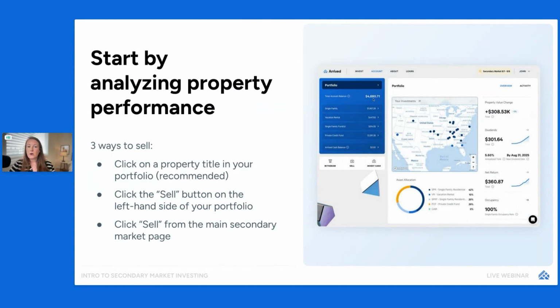With that said, though, if you're looking to strategically sell properties based on performance, we'd recommend starting in your portfolio. So from here, you can click into single family or vacation rentals and then review individual property performance. Click on a property's name and place an order to either buy more shares or sell shares directly from there. You've maybe already seen there's also a handy shortcut to sell shares from the main secondary market page, but you'll have a little bit less ability to analyze properties' performance when you take that route, so just keep that in mind.